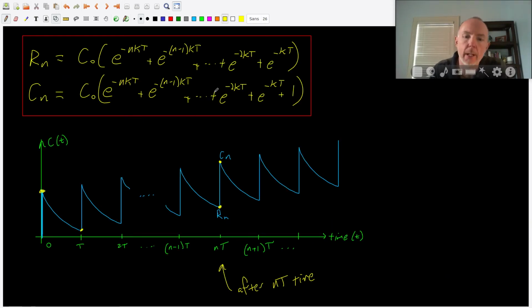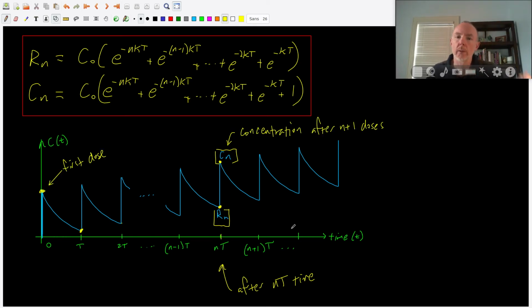So let's step back and think about what we've got here. We took our first dose here at time 0, and then our second dose at time 1t, and our third dose at time 2t. And so at time nt, we're about to take our n plus 1th dose. So our nth dose has decayed away to this value. This is the concentration R sub n. And after we take the n plus 1th dose, we're going to end up with this concentration.